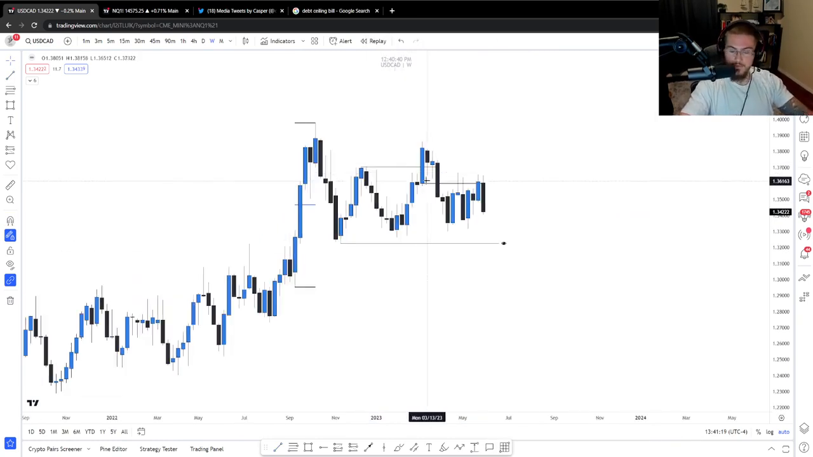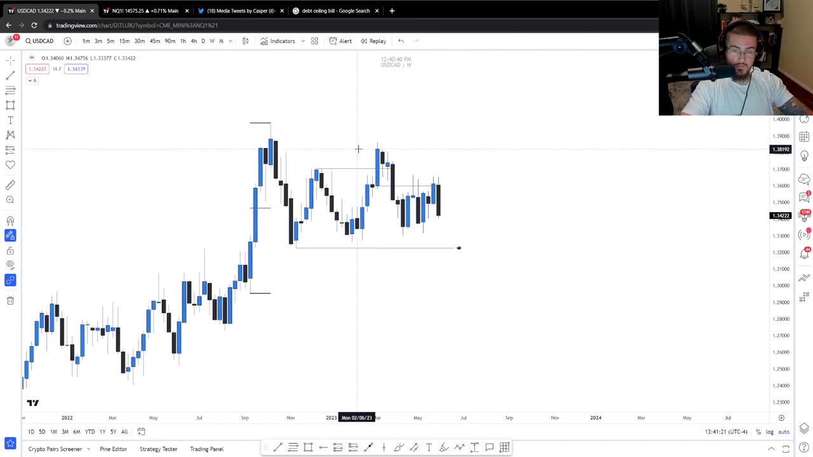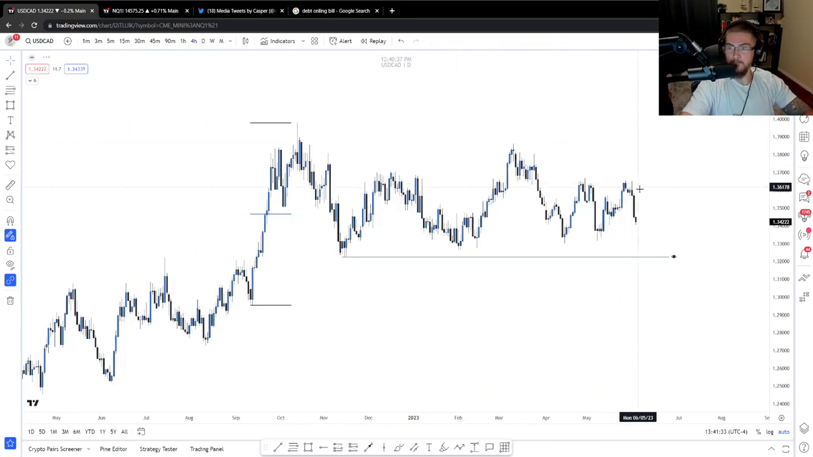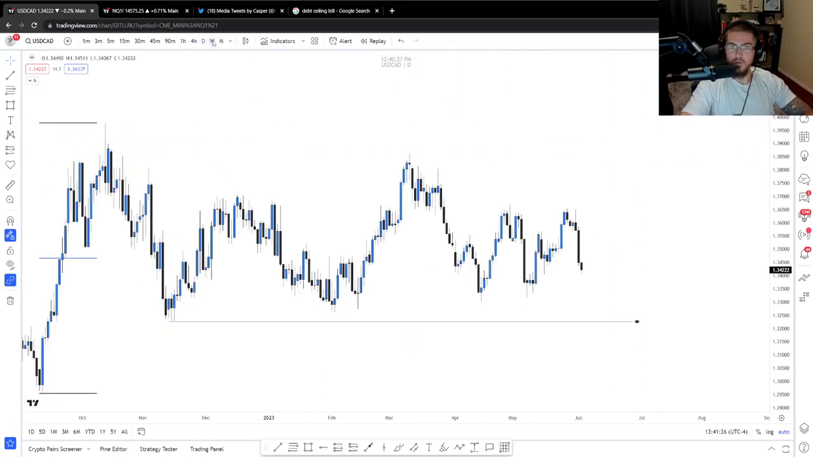So this is what I talk about in my bias video. Whenever it's hard to develop a bias, sometimes you can just look at what order flow is being respected, right? This order block is definitely being respected, in my opinion. We see this nice push up into it.